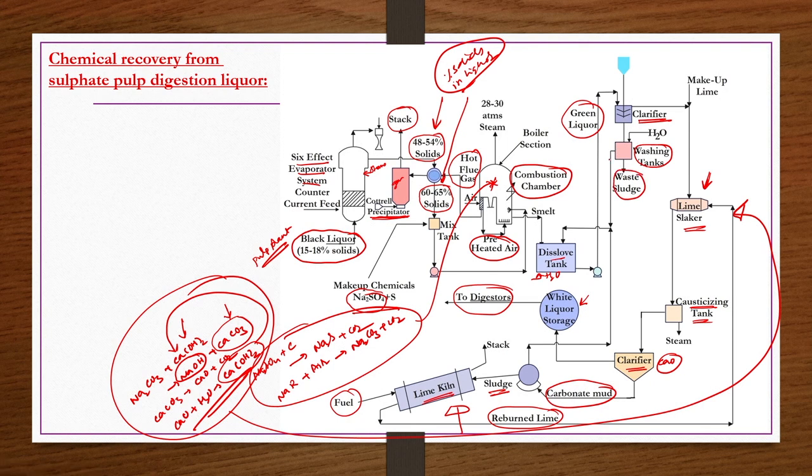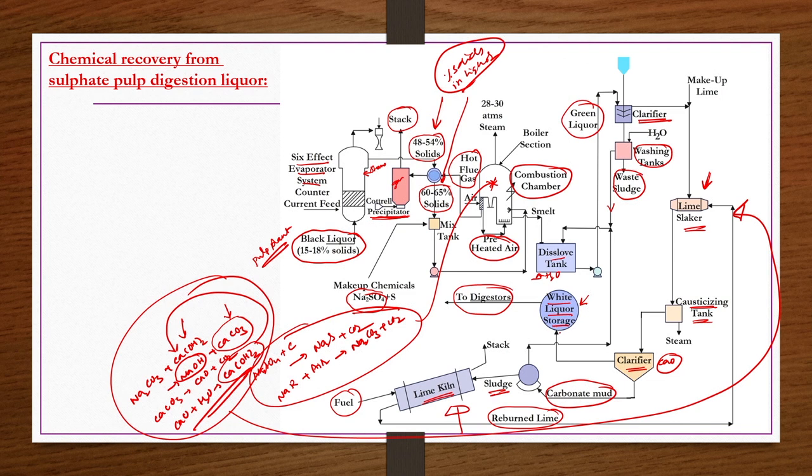But when you do the washing, there would be filtrate liquor, washed liquor. That washed liquor would be sent back to the dissolving tank again, because this washed liquor will also have some chemicals. So that has to be relooped within the process, so that there is as much recovery of chemicals as possible. So whatever white liquor you get here would be free from the chemicals.